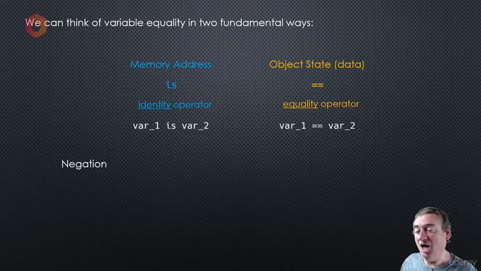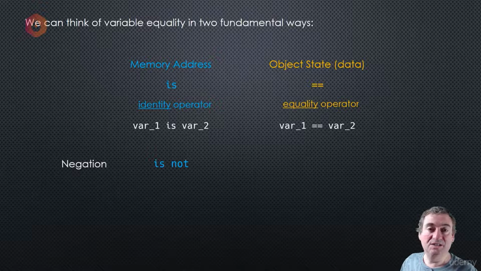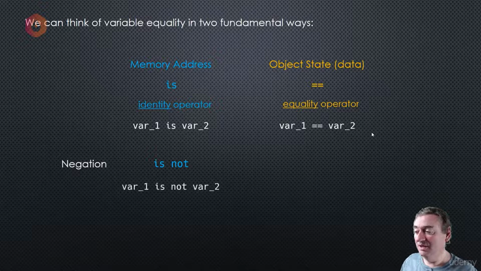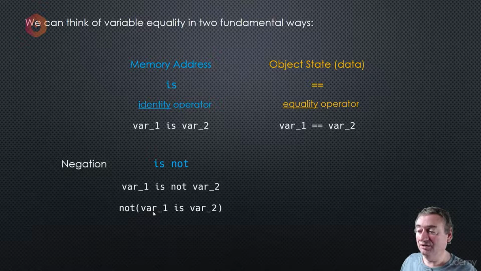Now, if you want to test the opposite, if you want to test that the memory address of one variable isn't the same as the memory address of the other variable, then you can use the special operator is not. You can use it this way: val1 is not val2, and it will again return a Boolean true or false that will tell you whether those two things are equal or not. Now, you don't have to use is not. If you want, you can just say not val1 is val2. That's one alternative way of checking. But preferably use is not.